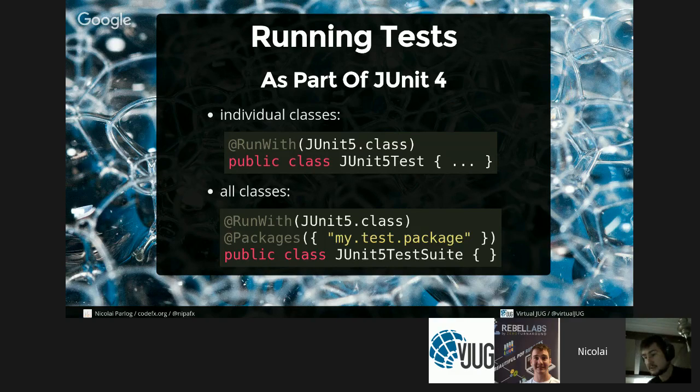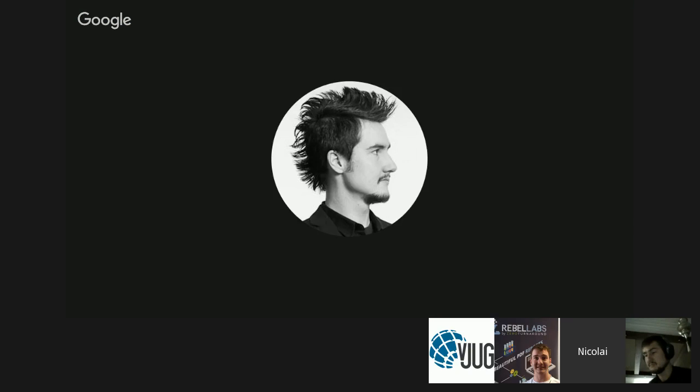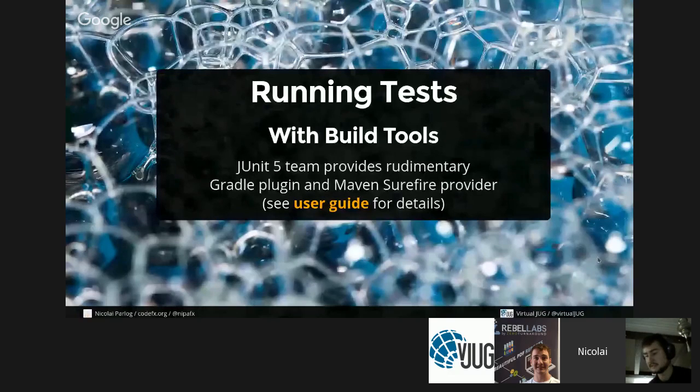Okay, for the build tools, you actually have a very elementary Gradle plugin and Maven Surefire provider. Both of them were created by the JUnit 5 team. Both more like proofs of concept, and they hope that the respective teams will take them over soon. And the user guide contains some details about how to use them. But they do what you want to do basically. So you can just go Maven test, and it does what you expect it to do.